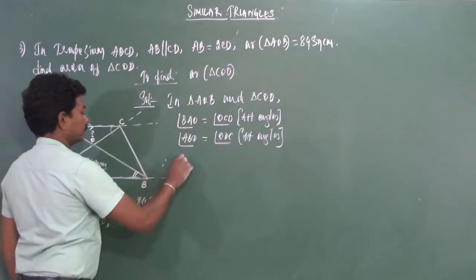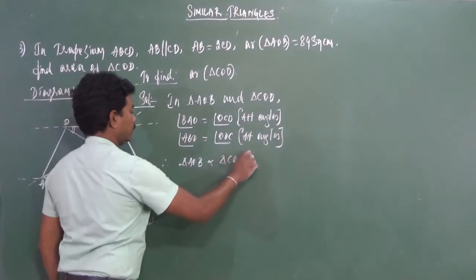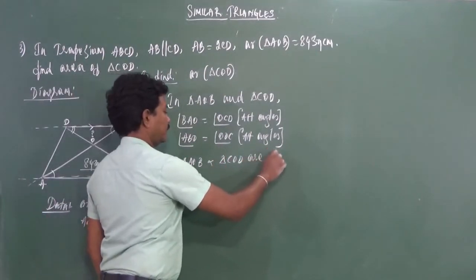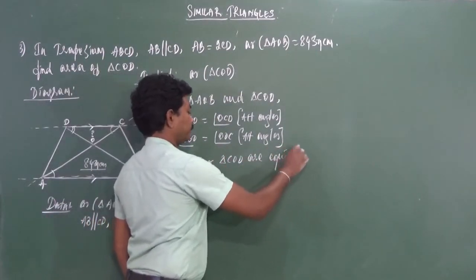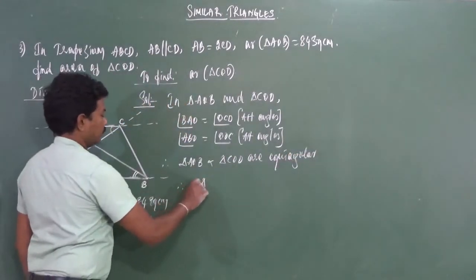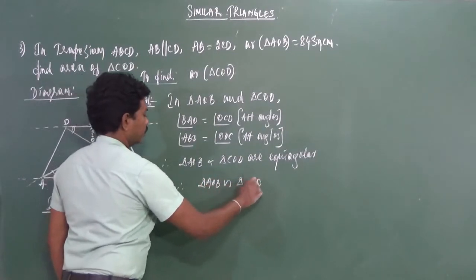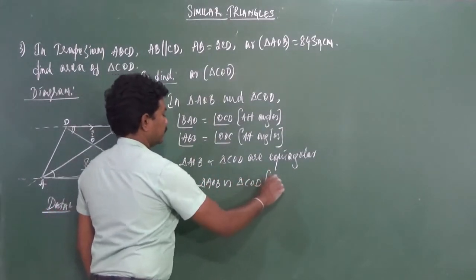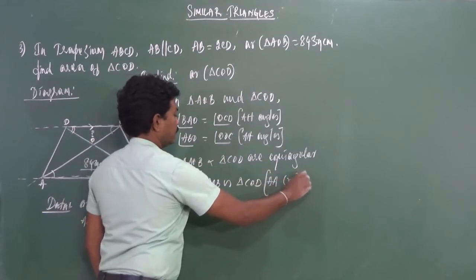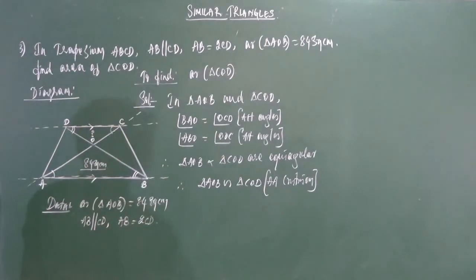Therefore, triangle AOB and triangle COD are equiangular. So triangle AOB is similar to triangle COD, according to the AA criterion. Now both the triangles have become similar to each other, so we are in a position to apply the areas theorem.